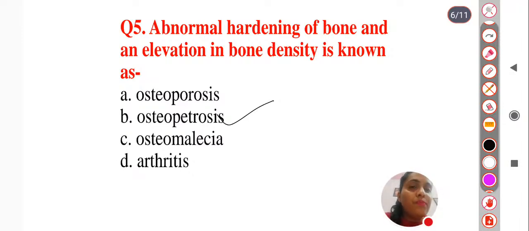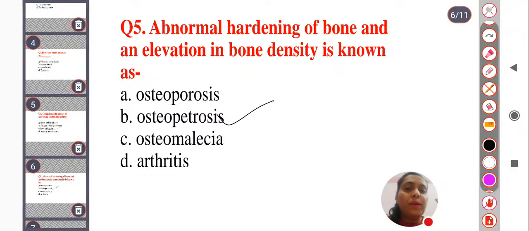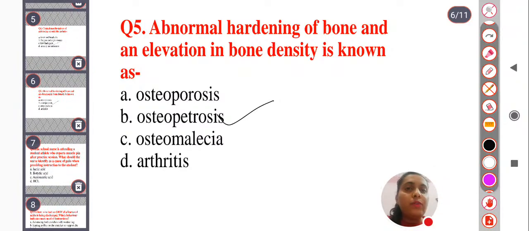Osteomalacia, you know, is when bone metabolism is disturbed. Arthritis is inflammation of the joints, basically. So the right answer is osteopetrosis. I hope you all are understanding. Let's move further. We are done with 5 questions.